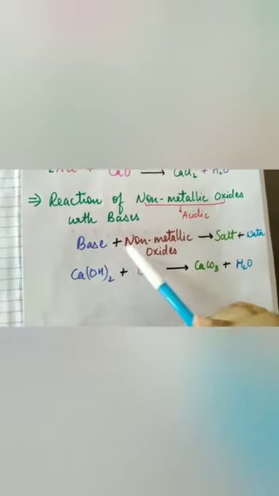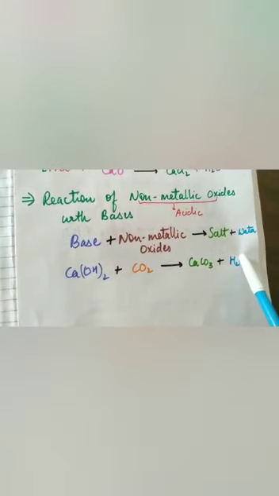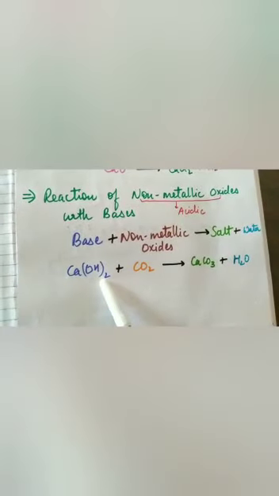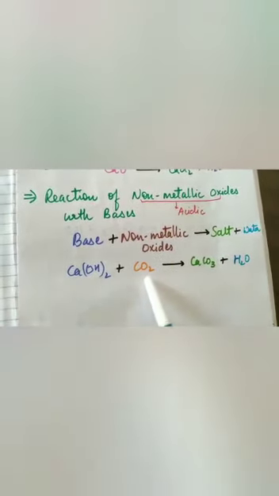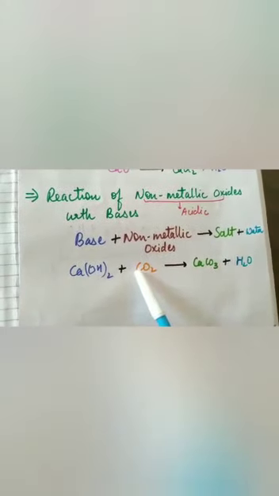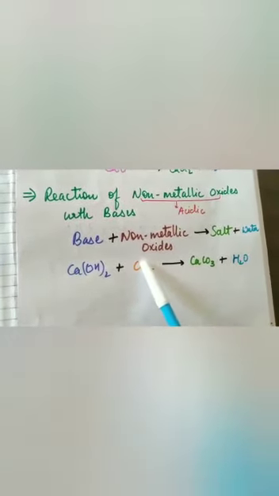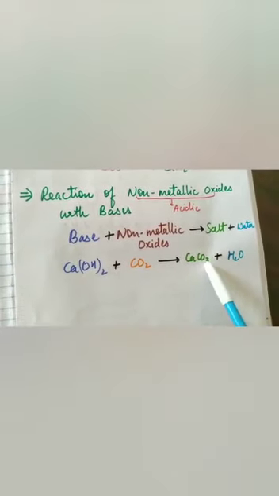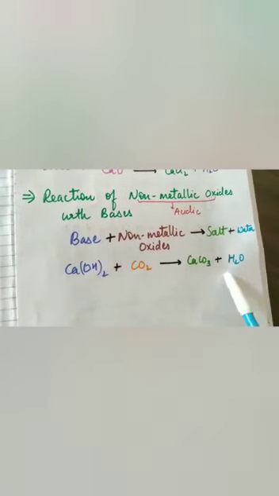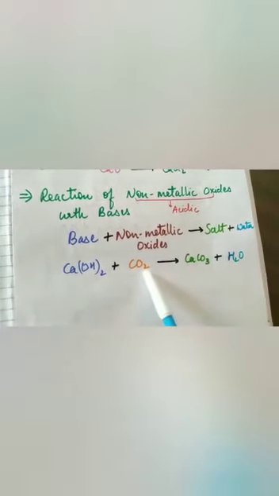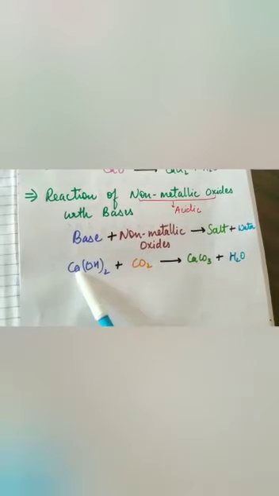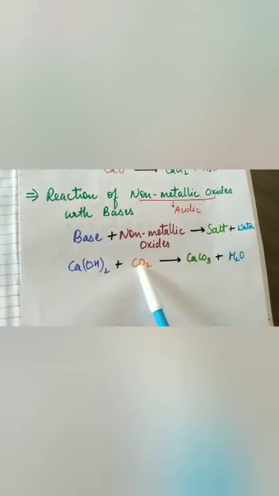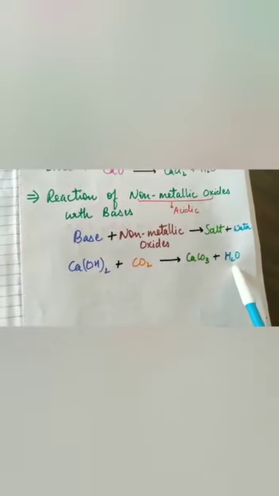When this non-metallic oxide reacts with base, again it's a kind of neutralization reaction. Base reacts with non-metallic oxide, salt and water are formed. In every neutralization reaction, salt and water are formed. So calcium hydroxide is a base. When it reacts with a non-metallic oxide, like carbon is a non-metal and oxygen is attached to it, so CO2 is a non-metallic oxide. Calcium hydroxide reacts with carbon dioxide, and calcium carbonate plus water is formed. I told you this reaction before also. It is the testing of carbon dioxide with lime water, which turns milky. So it is that reaction only.